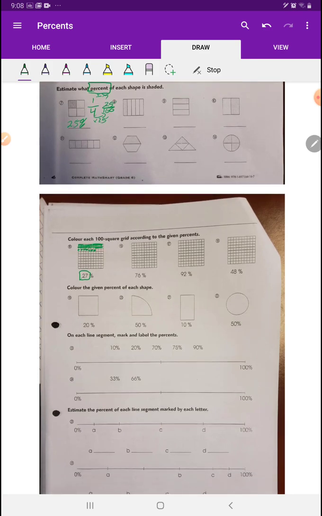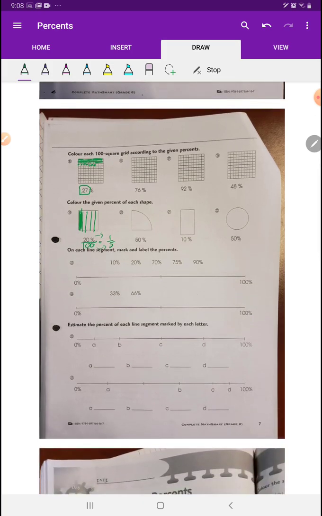Color the given percent of each shape. So 20. So you can cut it into 100 pieces, or you can decide, I don't want to cut it into 100 pieces, but I know that 20 over 100 is the same thing as 1 over 5, because 100 divided by 20 is 5, 20 divided by 20 is 1. And then I can cut it into 5 pieces and color one of them, just like that. But try and be a little neater than I was there, okay? It's a little hard to be neat on the tab.